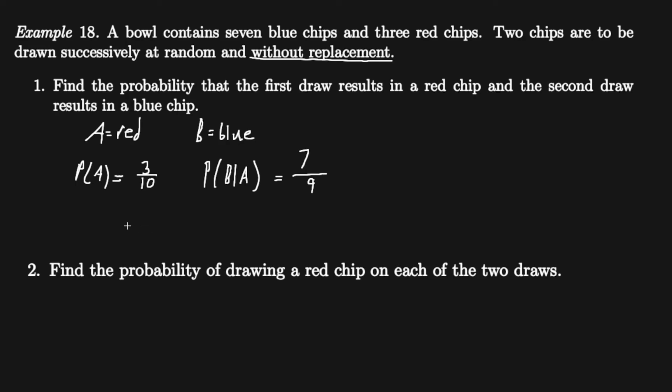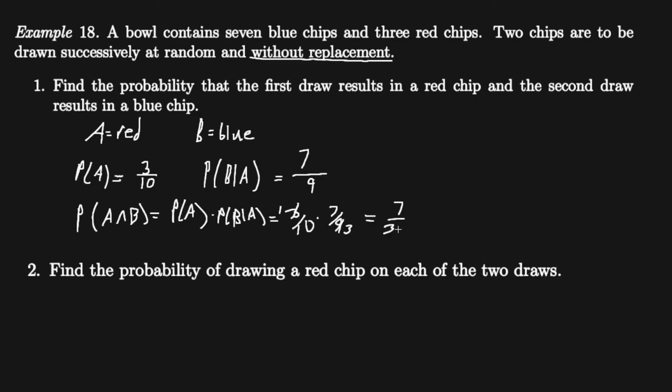So now we can solve this. The probability of A and B is equal to the probability of A times the probability of B given A, which is equal to 3 out of 10 times 7 out of 9. We can simplify this: this would be 1, this would be 3, and we're left with 7 over 30. Now this is called the multiplication rule.